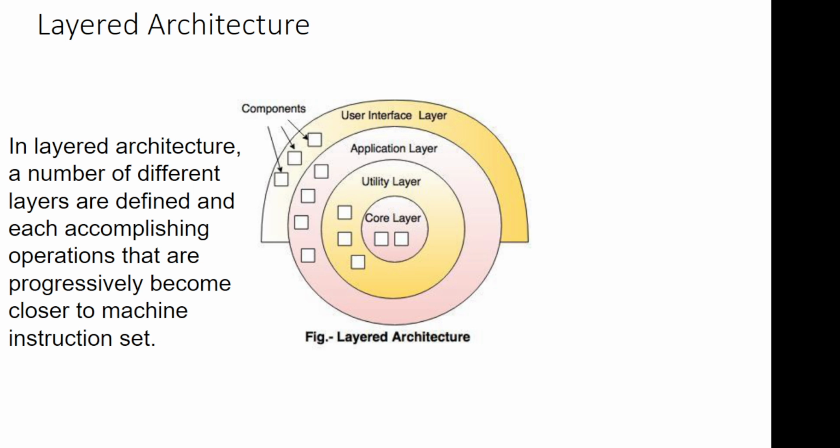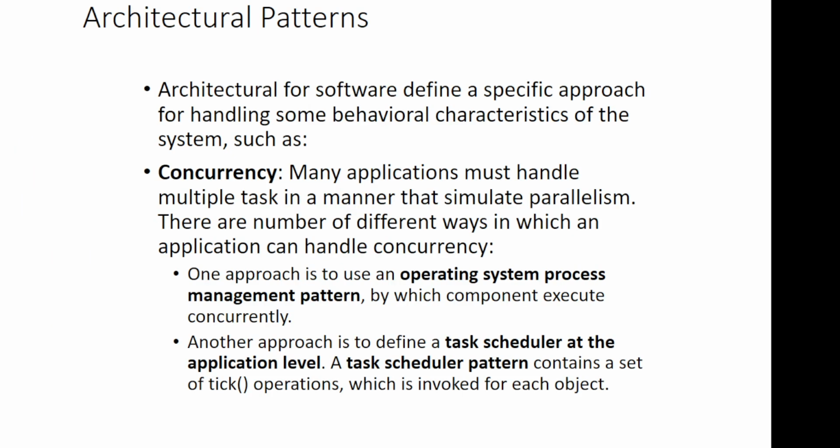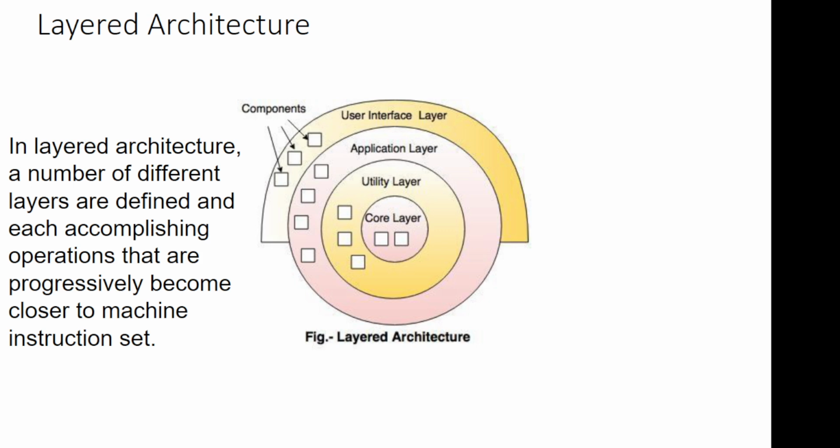So these are the four different types of architectures, like data-centered, data flow, call and return architecture, and layered architecture, that are part of an architectural style. Next, we will see architectural patterns in our next video.